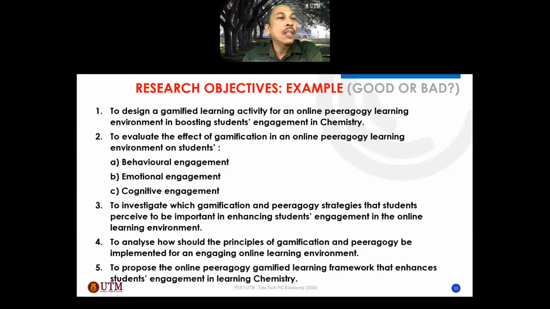Okay, for example here, to evaluate the effect of gamification, so you have one research objective here. Maybe you can have up to 3 research questions from this one. What is the effect of gamification in an online pedagogical learning environment on student behavioral engagement? Research question number 2: to evaluate the impact of gamification, blah, blah, blah, on emotional engagement. Research question number 3. Okay? Meaning that you can have, for example, 5 research objectives, maybe 8 research questions.